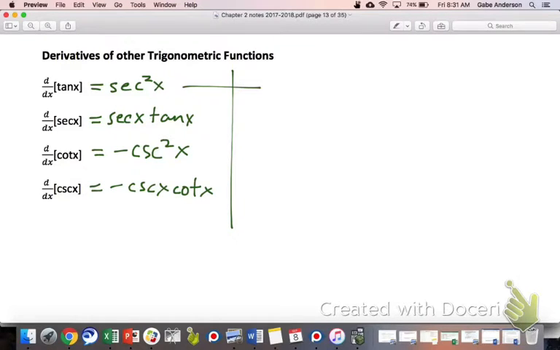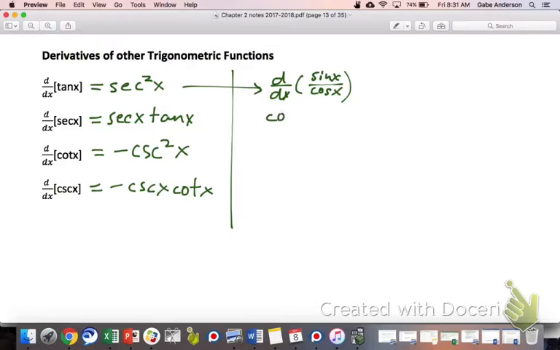So here's what I would do. The derivative of tangent, I'm going to look at tangent and say, I know that I can break tangent down into sines and cosines. What is tangent in terms of sine and cosine? Sine over cosine. So what I'm really doing here is the derivative of sine over cosine. And now I've turned it into a quotient. So I'm going to use the quotient rule.